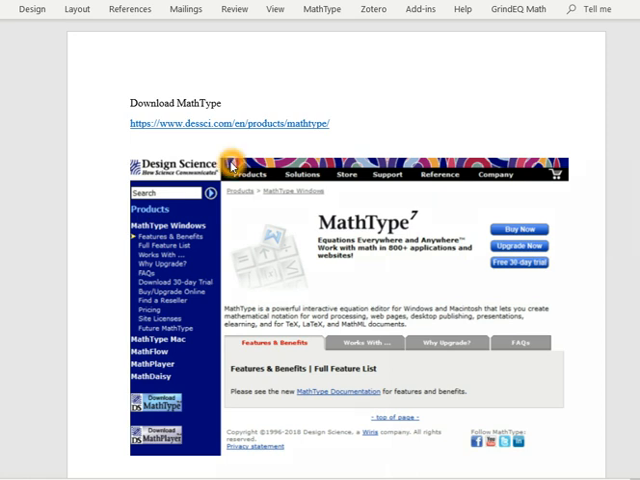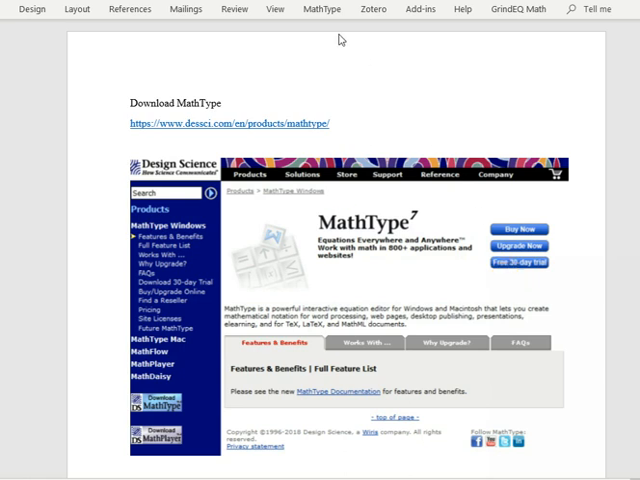This is MathType for Microsoft Word. You can download MathType at the Design Science website, and you can download it for Windows or Macintosh. You can select a free 30-day trial, and after 30 days you pretty much have a working version of MathType without some of the special features.